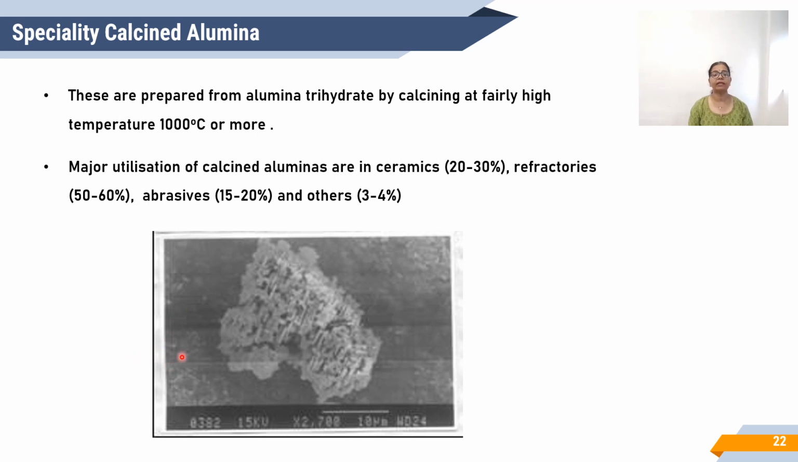Now specialty calcined alumina, as I said, when we increase the temperature to 1000 degrees centigrade, a fully shrunk material is formed, which is very hard, and it is formed at a fairly high temperature above 1000 degrees centigrade. The major utilization is in ceramics, that is 20 to 30%, in refractories 50 to 60%, in abrasives 15 to 20%, and in others 3 to 4%.